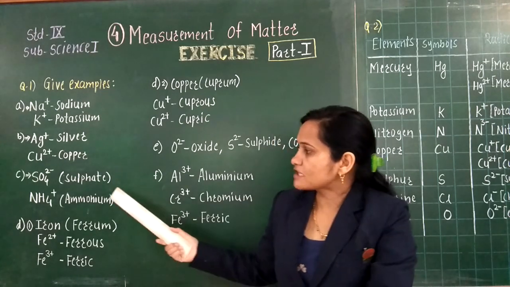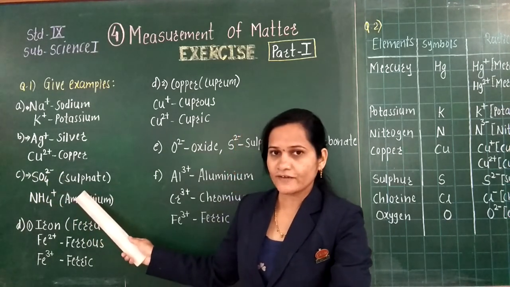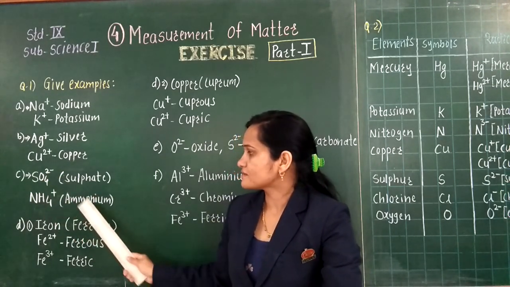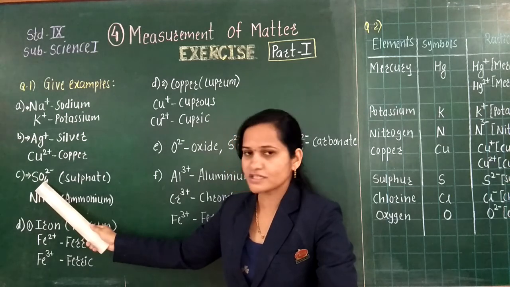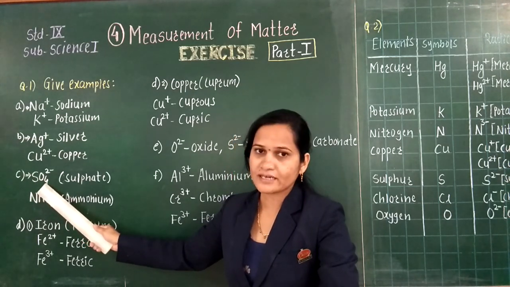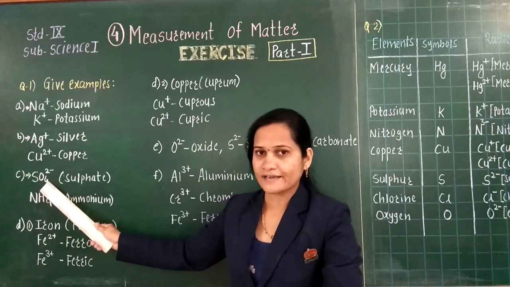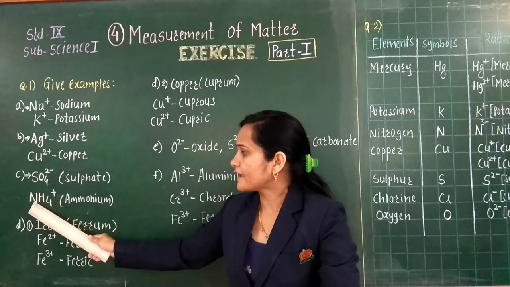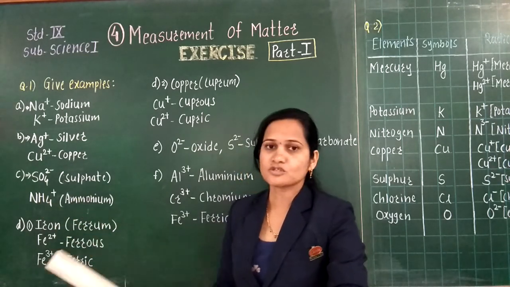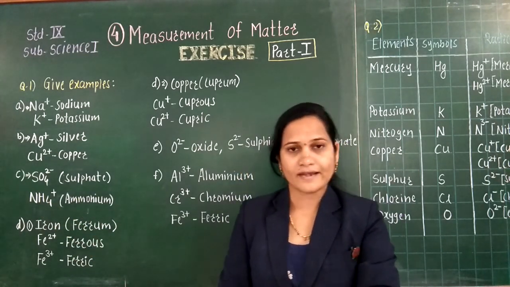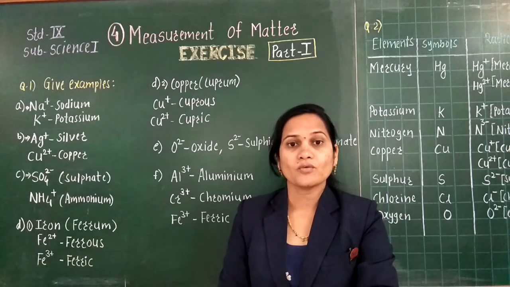The examples for composite radicals are SO4 2 minus, sulfate, and NH4 plus, ammonium. Here sulfur and oxygen are present, so a group of atoms is present in this compound, so it is an example of a composite radical. And in ammonium, N and H4, these atoms are combined in this compound, so ammonium is also an example of a composite radical.